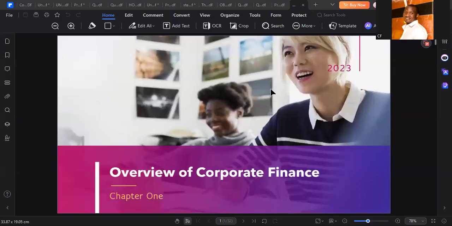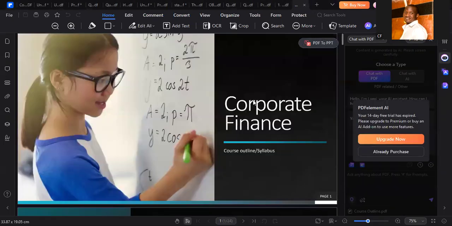So we're going to look at our course outline and what we're expected to know. Basically, there are about 13 topics in this course. So the first topic, we'll look at the overview of corporate finance or managerial finance. So our expectations are to know the following.